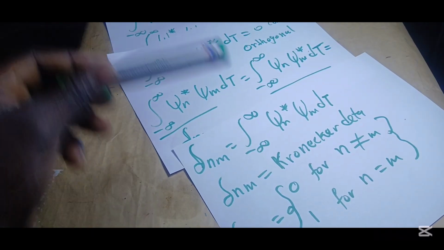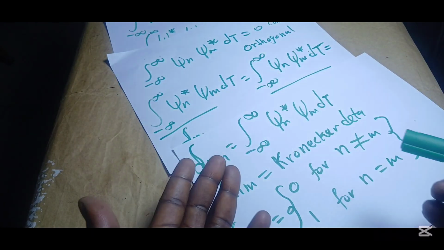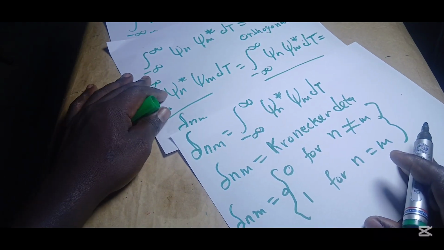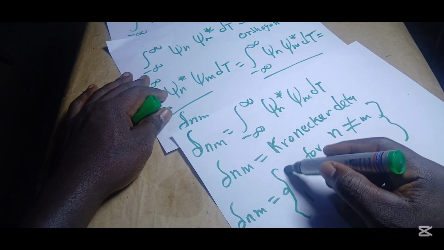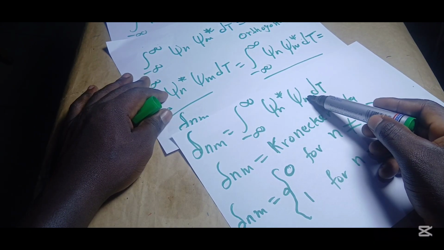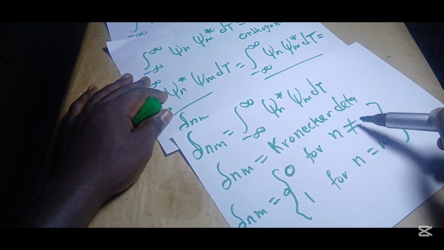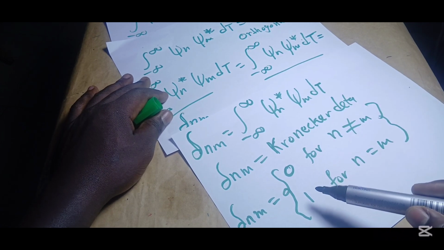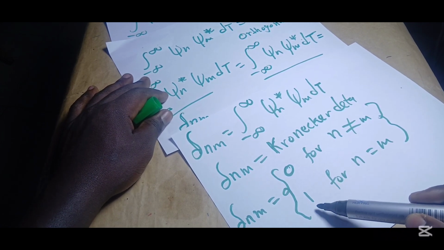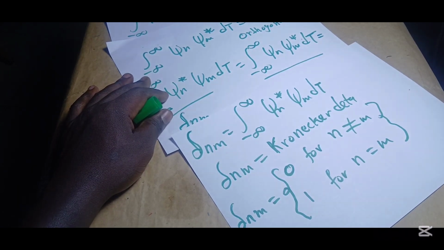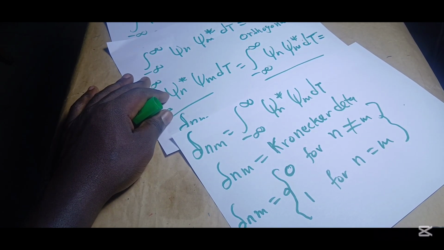So this simply means that if you have two different wave functions and you find their probability density and the result happens to be 0, then the two wave functions are not the same. It means that n is not equal to m. But if the probability density gives you 1, it means the two wave functions are identical. So that is what it means.